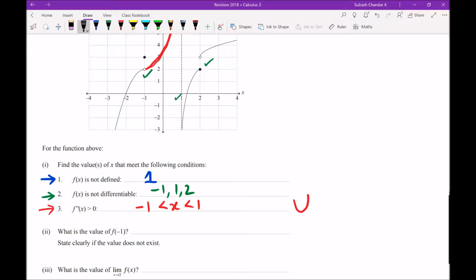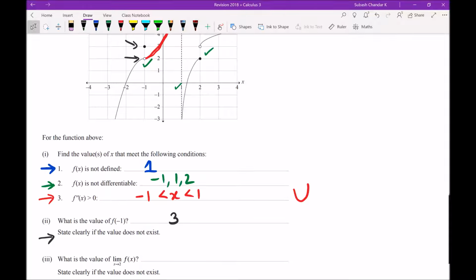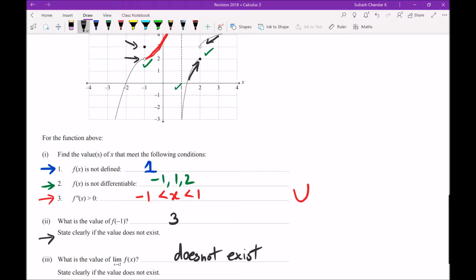Then we have f of -1. F of -1, in this case, we've actually got 2 things that are happening here. What is f of -1? The black dot, which is 3. Okay? And then if you look at what is the value of limit of x tends to 2, as we come close to x is equal to 2, we're coming at 2 different points. So therefore, in this case, does not exist.